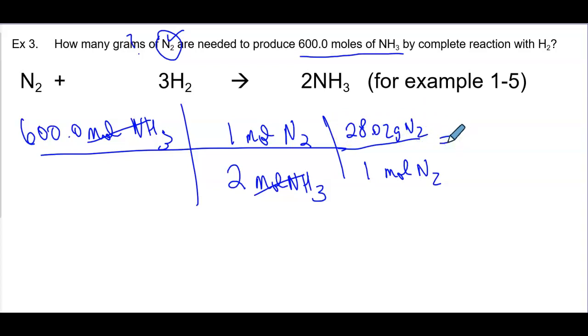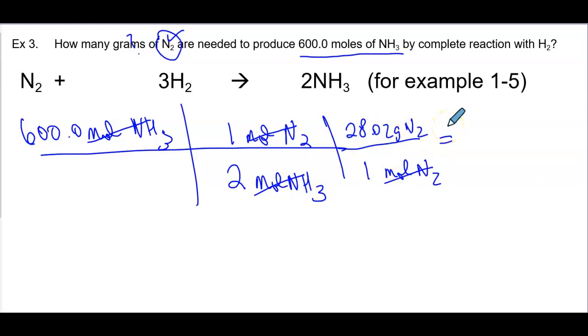Okay, and we're going to try that calculation now. Before I do that, I want to just show you that moles of N2 cancel with moles of N2. So now you're canceling not only the unit, but you must actually cancel the unit, and the chemical formula must be an exact match to cancel. So moles of NH3 cancel with moles of NH3, moles of N2 cancel with moles of N2, and I have 28.02 grams of nitrogen from the periodic table.